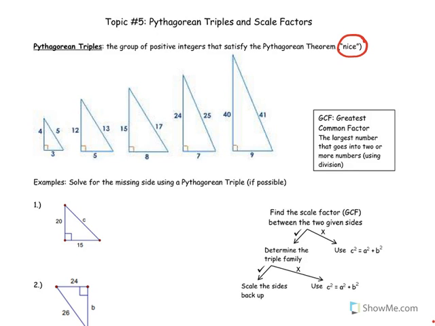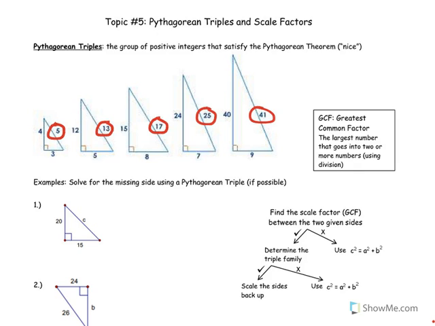If we look at the side lengths 3, 4, 5, we know that those three numbers will work in the Pythagorean theorem. So the different Pythagorean triples are 3, 4, 5, and I'm going to circle 5, the largest side, because the largest side is always going to represent the hypotenuse. So we have 3, 4, 5; 5, 12, 13; 8, 15, 17; 7, 24, 25; and 9, 40, 41.